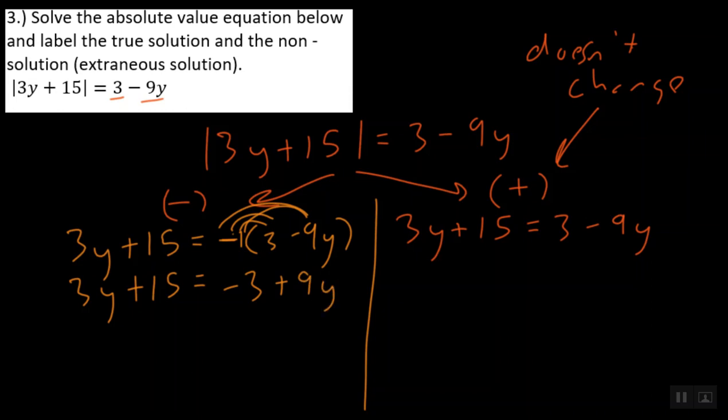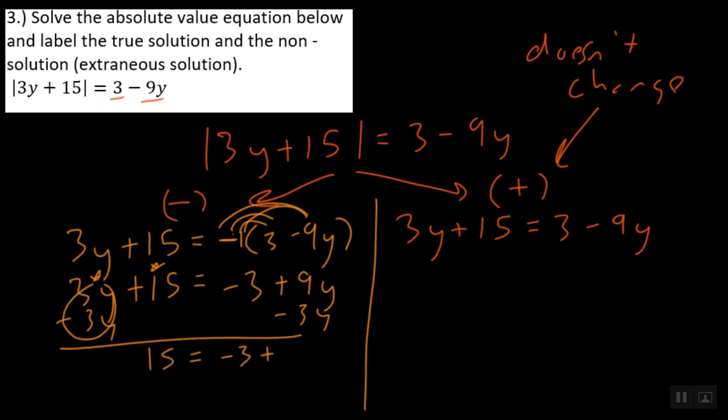And so from here, I can now solve both of these. What should I move first, my variable or my constant? Well, when I have a variable and a constant on both sides, we always want to move our smaller variable first. Let's do minus 3y, minus 3y. Okay, that cancels. Now I have 15 equals negative 3, and 9y minus 3y is plus 6y.